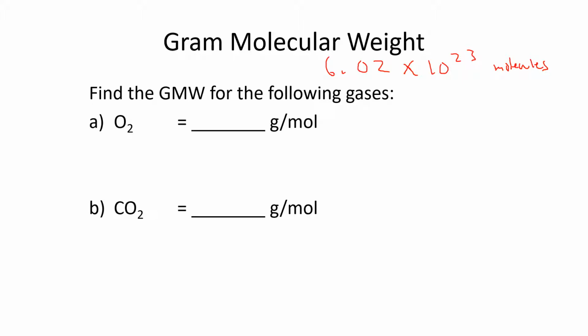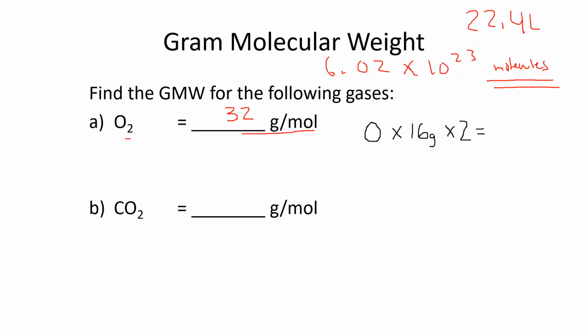So for oxygen, we got 16 plus 16 because it's O2. So 32 grams. If I measure out 32 grams of O2, I know I have this many molecules. If I measure out this many grams of O2 at STP, it's going to occupy 22.4 liters, right? So that's how these numbers tie together.